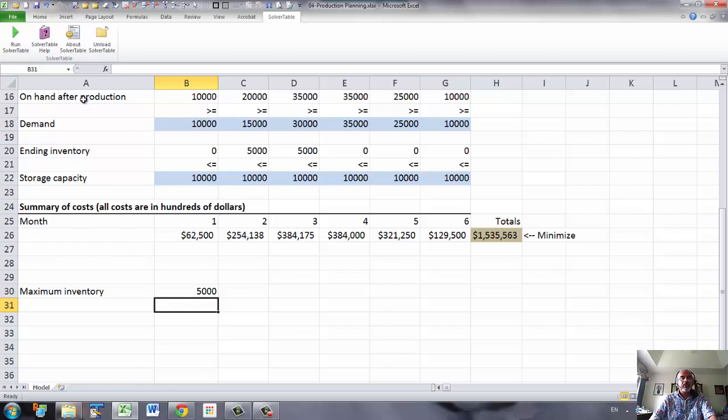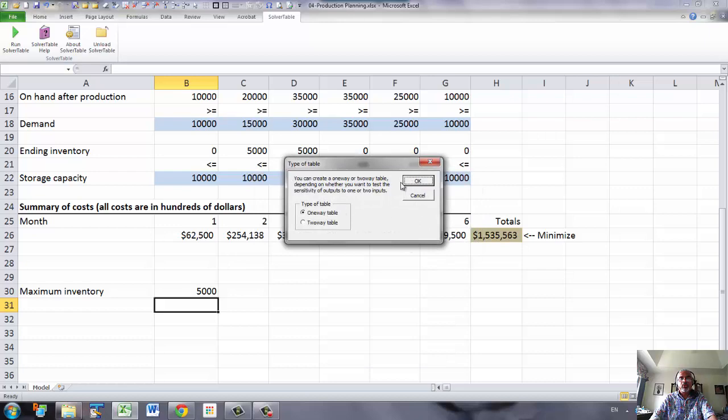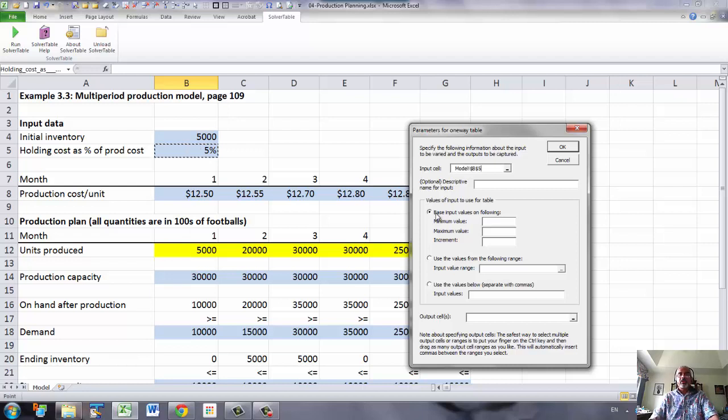Okay, so now we are ready to run the solver table. So we run the solver table. It's a one-way table, and the input is the holding cost as percentage. So this is holding cost, and we want the holding cost to go from 1%, which is 0.01, all the way through 10%. Okay, right now it is 5%, so 0.01 through to 0.1, and in the increments of 1%, 0.01.